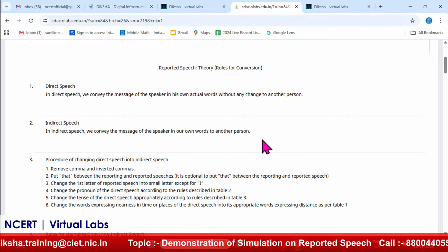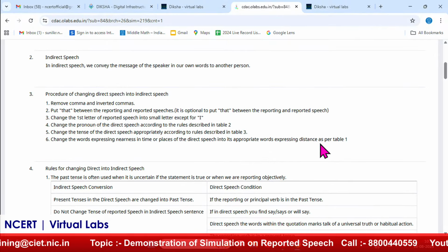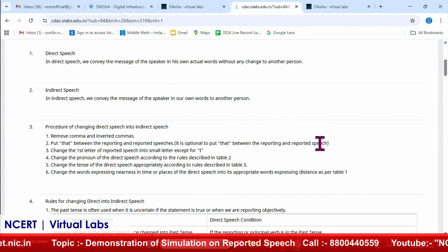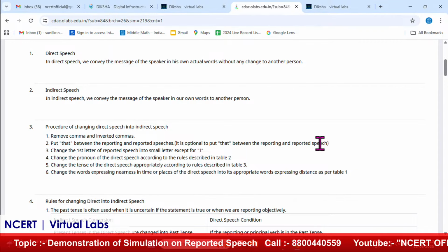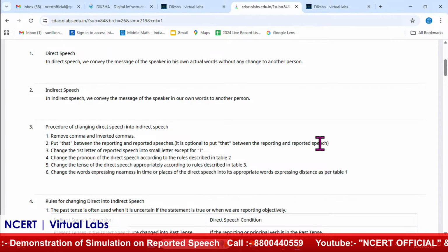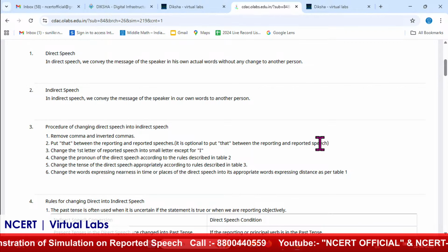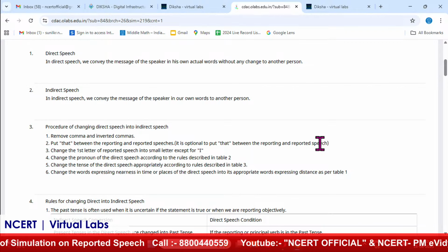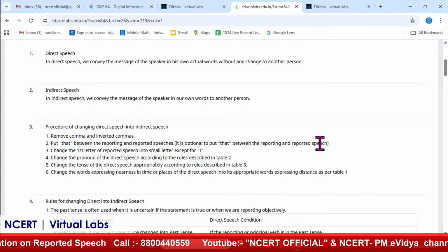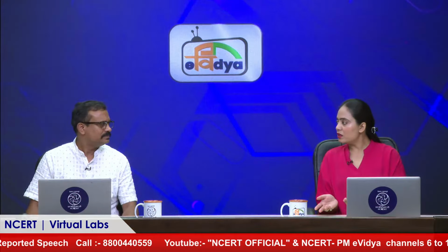Okay. So for example, she said, "I am going." This is reported speech, this is direct speech. When we have to convert it to indirect speech, what would it become? Indirect speech. She said she'll be going. No. Okay, then?